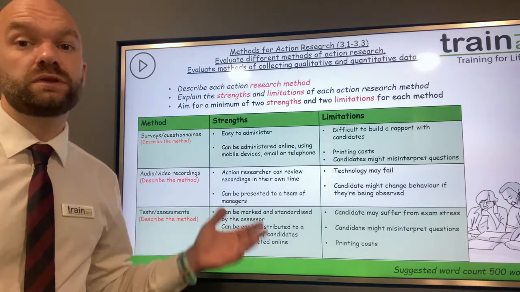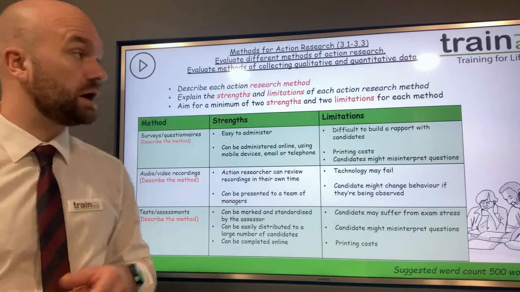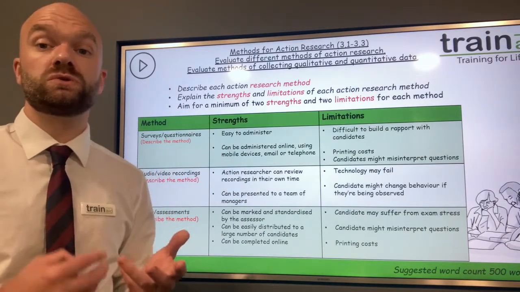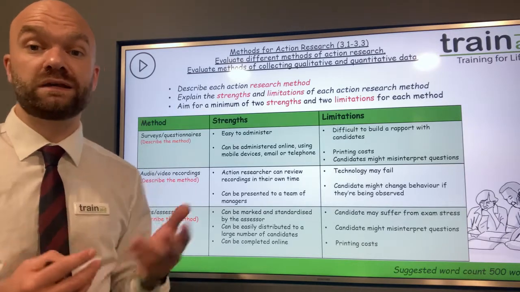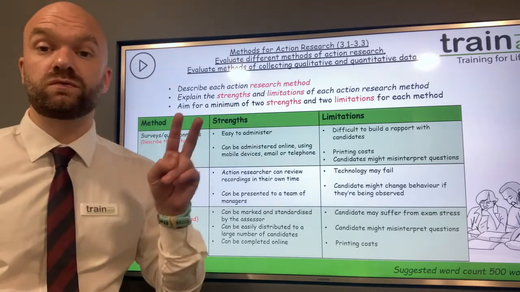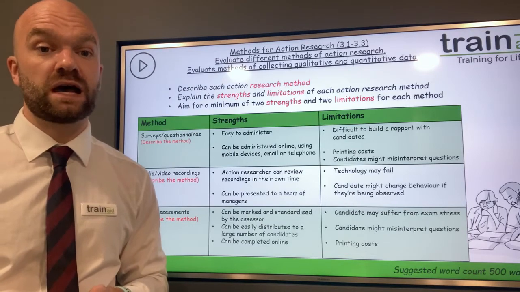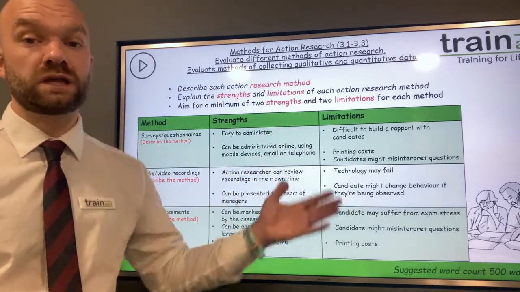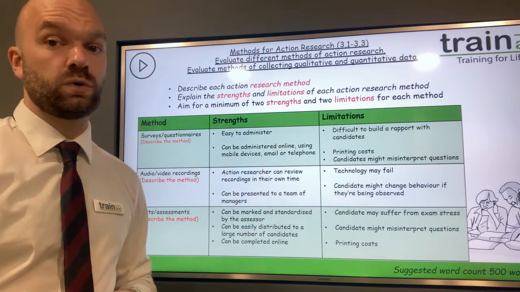So those are the three first methods of research. We would just like for you just to once again explain each just in your own words and to reflect on 2 strengths and 2 limitations. Once again, we're looking for a total word count here of 500 words as a minimum.